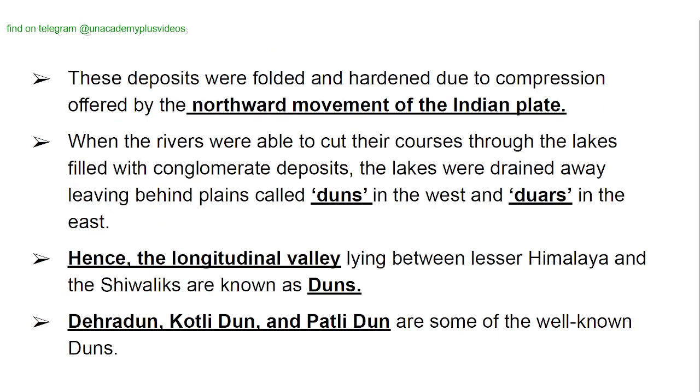These deposits were folded and hardened due to compression caused by the northward movement of the Indian plate. When the rivers were able to cut their courses through the lakes filled with conglomerate deposits, the lakes were drained away, leaving behind plains called dunes in the west and duars in the east. Hence, the longitudinal valleys lying between the Lesser Himalaya and the Shivaliks are known as dunes. Dehradun, Kotli Dun, Patli Dun are some of the well-known dunes.